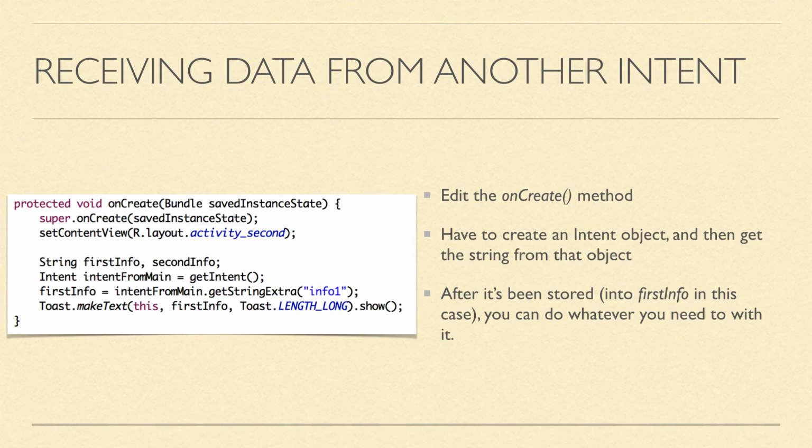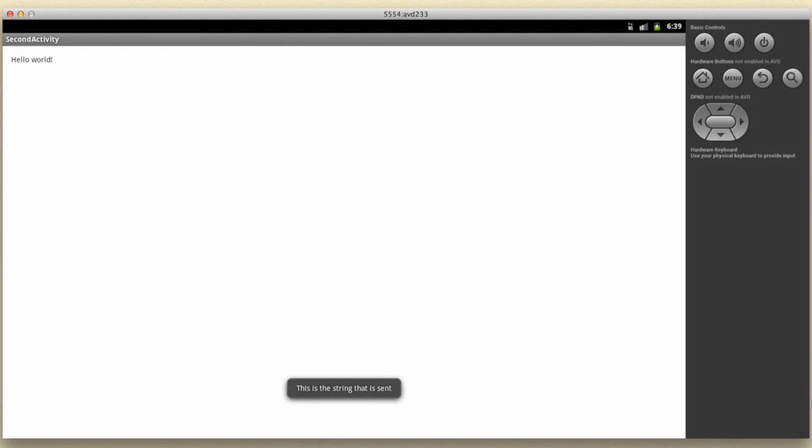To receive data in your second activity, in the onCreate method, what I've got here is the first two lines after the protected void onCreate. They're the standard ones that are created automatically. The next four, I'm just creating two string variables. You have to have another intent to retrieve the intent in the second activity. And then I've just got intent from main, which is the name of the intent. Get string extra info1. And then I'm just making it pop up on screen. So when you run your second activity, you get this is the string that is sent.